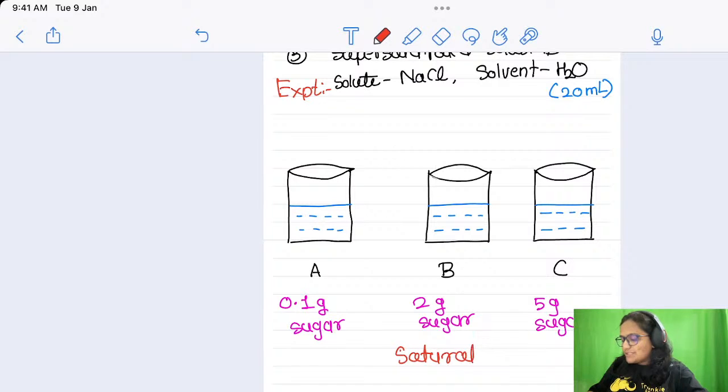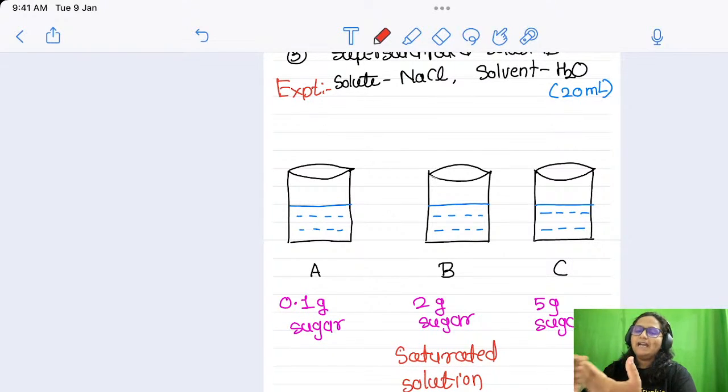Saturated means what? Saturation means up to its capacity only, right? That means in the saturated solution which is present in beaker B, we cannot add more sugar molecules further, because it is saturated. If we add further sugar molecules to it, they will not get dissolved. So that is the saturated solution. A saturated solution has exactly the same amount of solute as its capacity, right? Okay, now that is about the sugar solution present in beaker B.